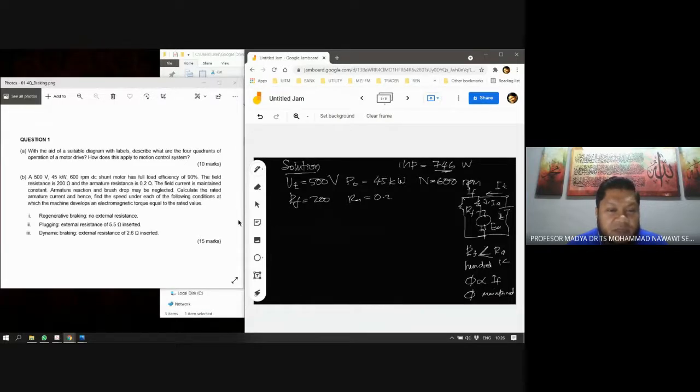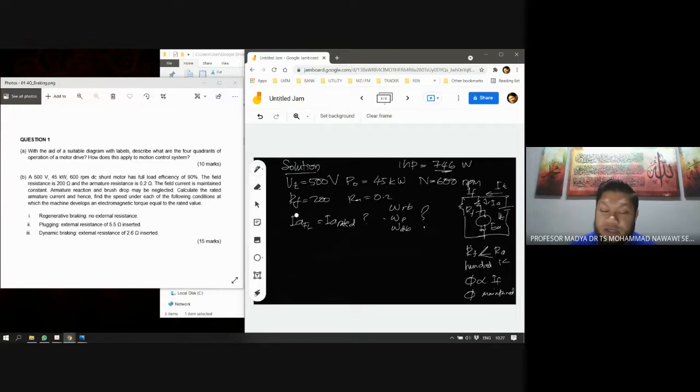Calculate the rated armature current. You need to find the rated IA, full load, or IAR. And hence find the speed under each of the following conditions at which the machine develops an electromagnetic torque equal to the rated. So you need to find omega for regenerative braking, omega for plugging, and finally omega for dynamic braking. You use the external resistor of 5.5 ohm, and then also a 2.6 external resistor. For regenerative braking, you don't have any external resistor.